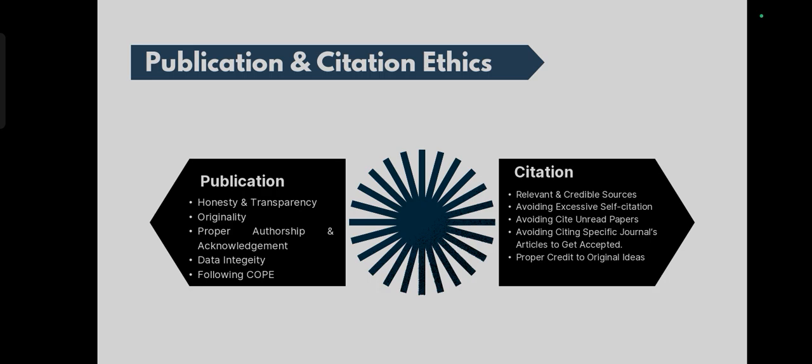Now we will talk about publication and citation ethics. For publication ethics, we should follow honesty and transparency, originality, proper authorship and acknowledgement, data integrity, and following COPE. This is a set of guidelines set by an American research agency.